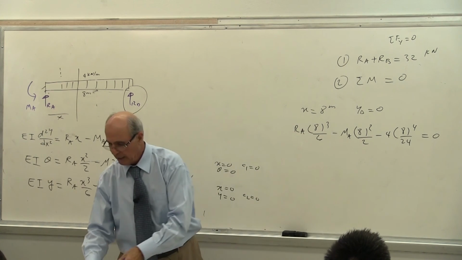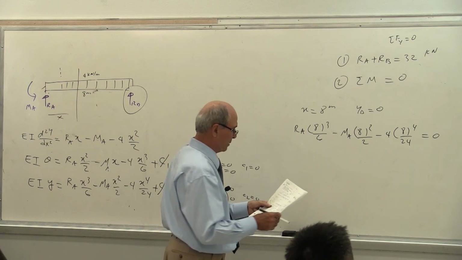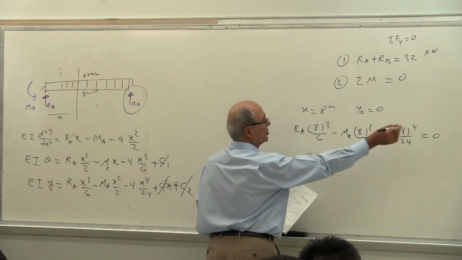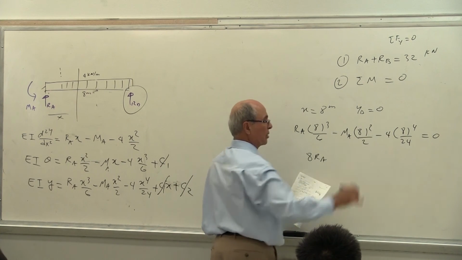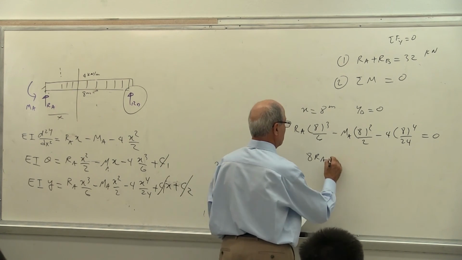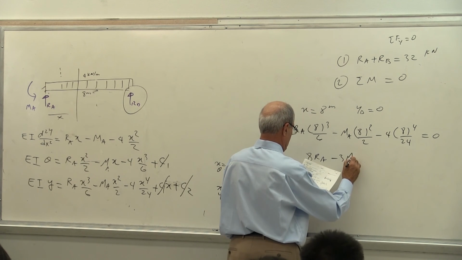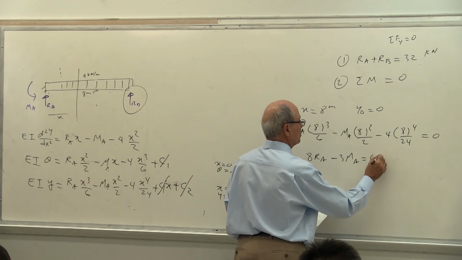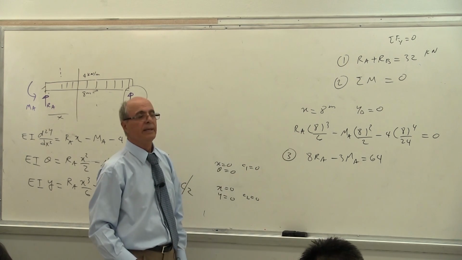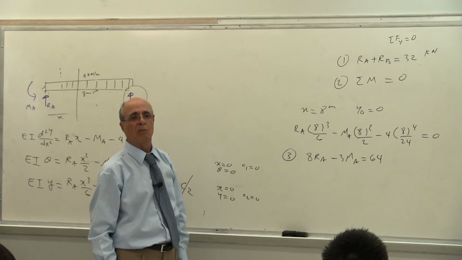Simplify this one. When you simplify that one, that becomes equal to 8 RA, because some of these 8s drop out. As you see, 2 of them drop out. It's very simple. This was a quiz, by the way. Minus 3 MA becomes equal to 64. This is equation 3. Everybody understand that? Now, between these three, I should be solving this problem.